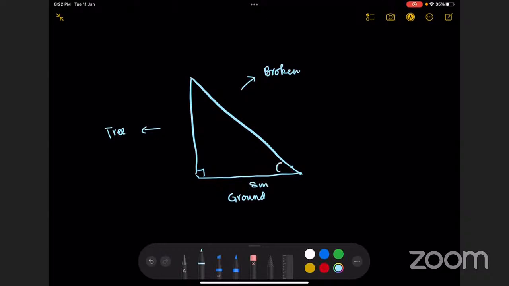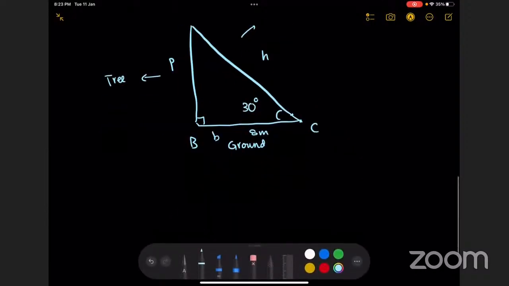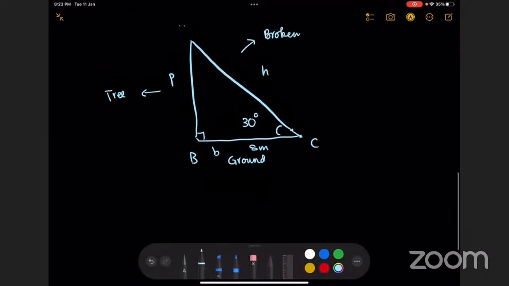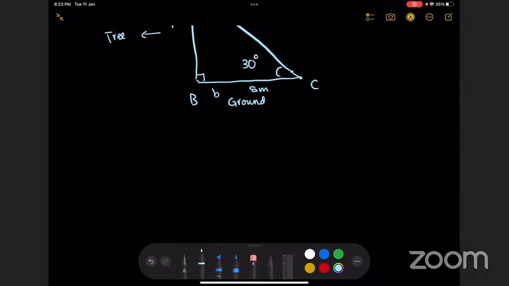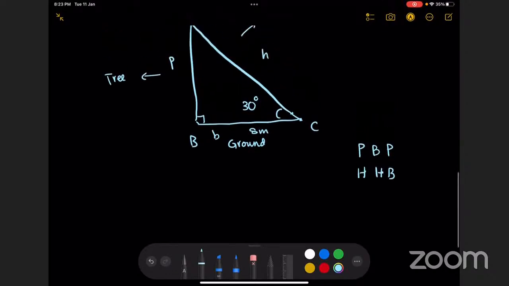It also touches it at 30 degrees here, which will make this the perpendicular. This is the hypotenuse because it's opposite to that, and this is the base. I'm just gonna label it A, B, and C. Okay. We need to find out the height. So perpendicular again. The base is given this time, and we need to find the perpendicular.